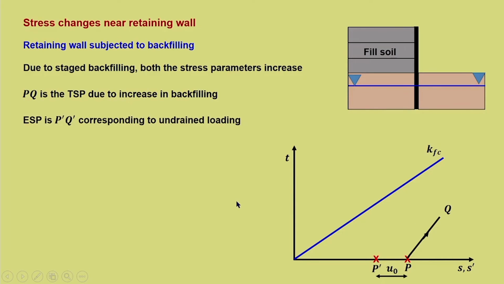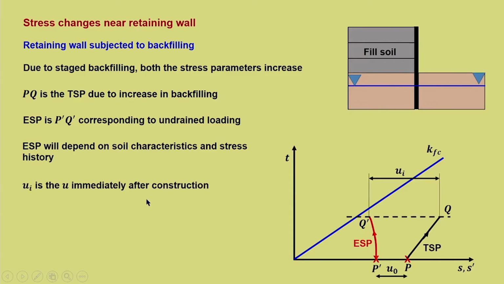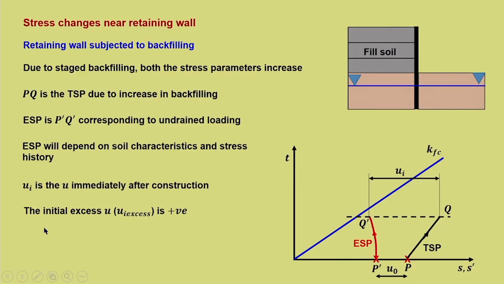Now, ESP is given by P dash Q dash, and it will depend upon soil characteristics and stress history. So, P dash Q dash is the effective stress path. UI is the pore water pressure immediately after construction. Now, in this case, since it is getting loaded, it is more like a compressive load. So, the initial excess pore water pressure will be positive. So, that is the difference. This positive pore water pressure dissipates with time and U reduces.